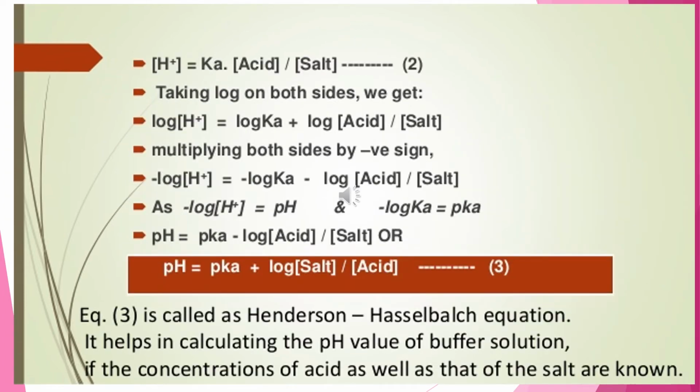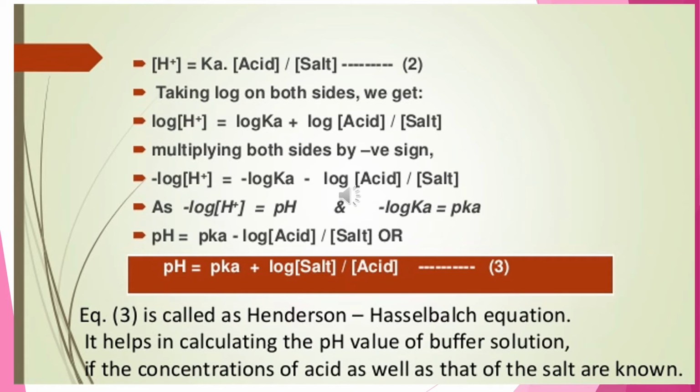Concentration of H plus ion is equal to Ka, the dissociation constant of acid, into concentration of acid divided by concentration of salt, equation number 2. Taking log on both sides, we get log H plus ion is equal to log Ka plus log concentration of acid divided by concentration of salt.